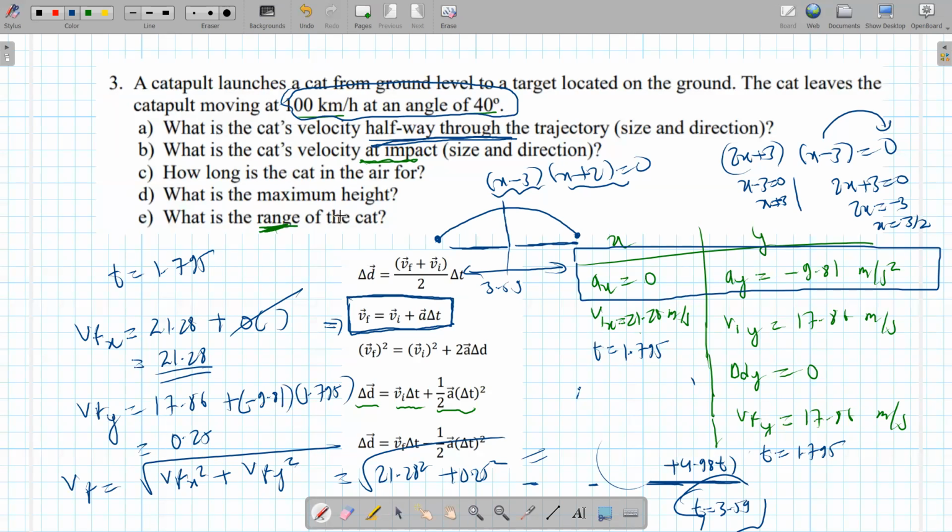We basically already answered most of the questions. It's like a triangle. Yeah. So what's the cat's velocity? It's this guy. It's going to be like 21.3 or something, the answer to this in a calculator. B, what's the cat's velocity at impact?